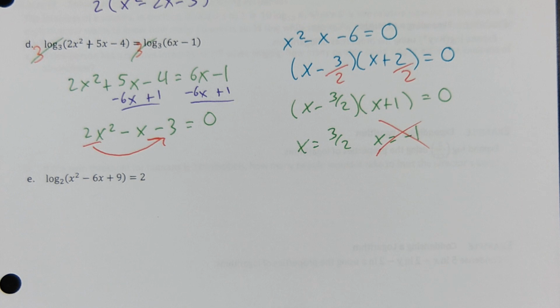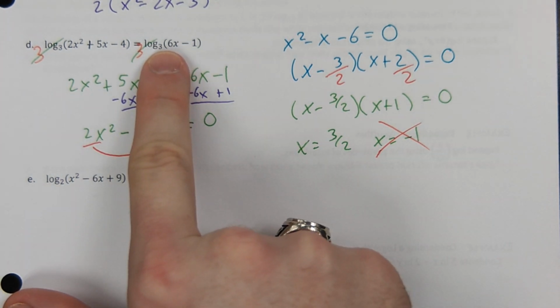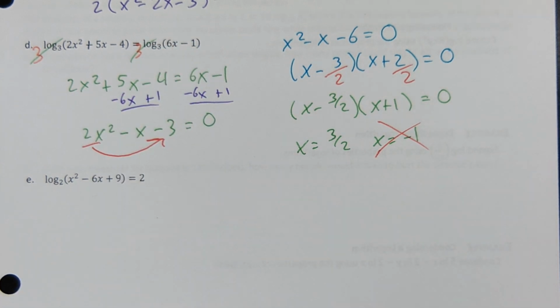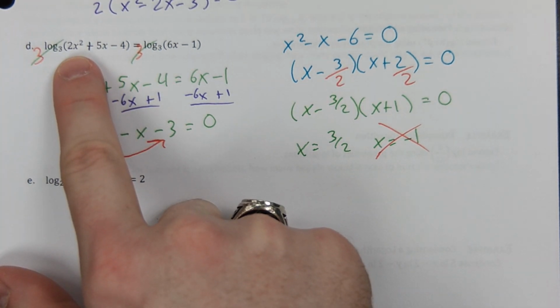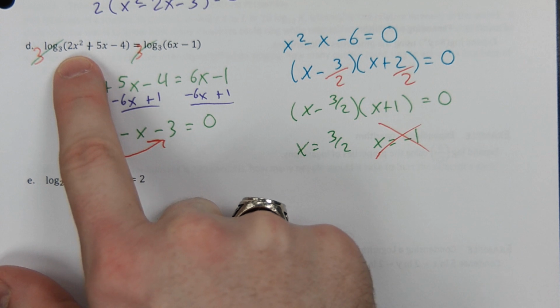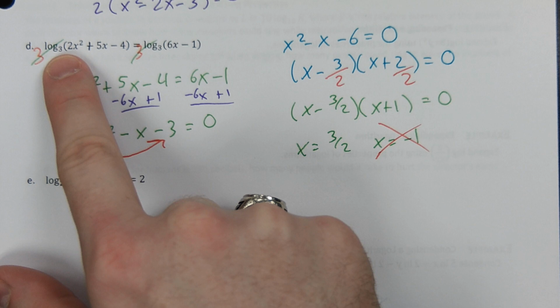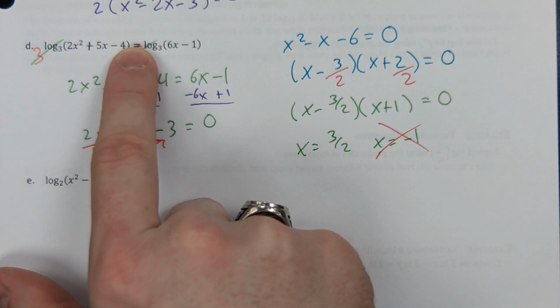Let's make sure 3 over 2 works. 6 times 3 is 18. 18 divided by 2 is 9. 9 minus 1 is positive. Cool. It still works. Is it going to work here? Well, 3 over 2 squared is 9 over 4. 18 over 4 plus 15 over 4. Excuse me, 15 over 2. All of those numbers are bigger than 4.